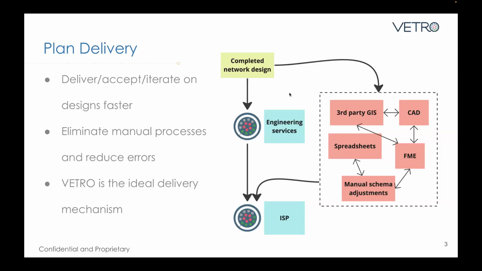I think this diagram gives a good explanation for why we need a simple way to do network design delivery. On the right, we've got a pathway that goes through a lot of different pieces of software that can be used to transform a network design produced by a company using one technology stack into a format that can be ingested into Vetro. That can be done, but it takes a lot of extra time, and that time can lead to delays in revenue, but it can also introduce errors when you're manually making adjustments. So we made it easy.